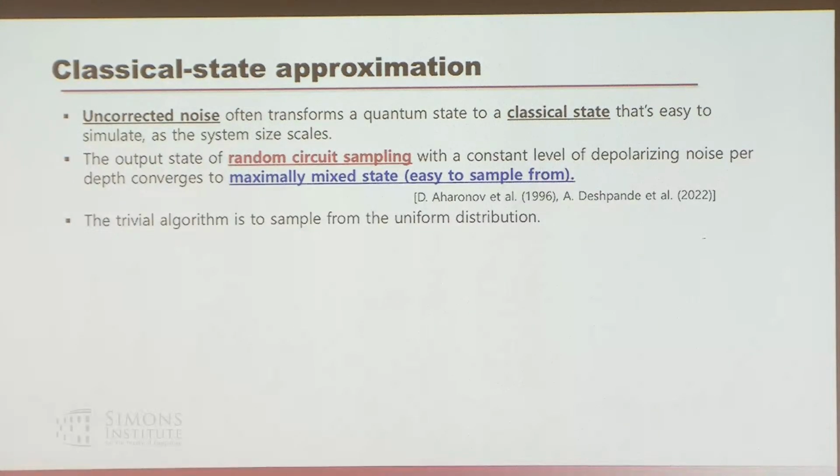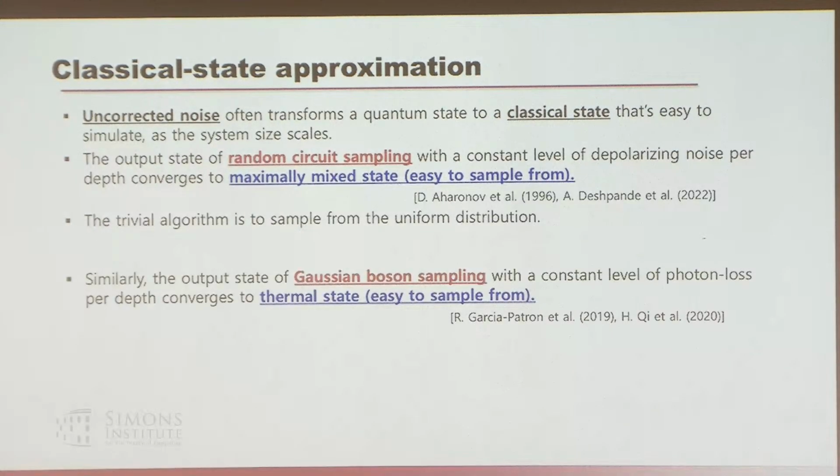The same logic actually applies in the boson sampling case. Similarly, for the output state of a Gaussian boson sampling circuit with a constant level of photon loss per gate, per beam splitter in this case, when we have a sufficiently large depth, it's already well known that the output state converges to a classical state, which is called the thermal state.